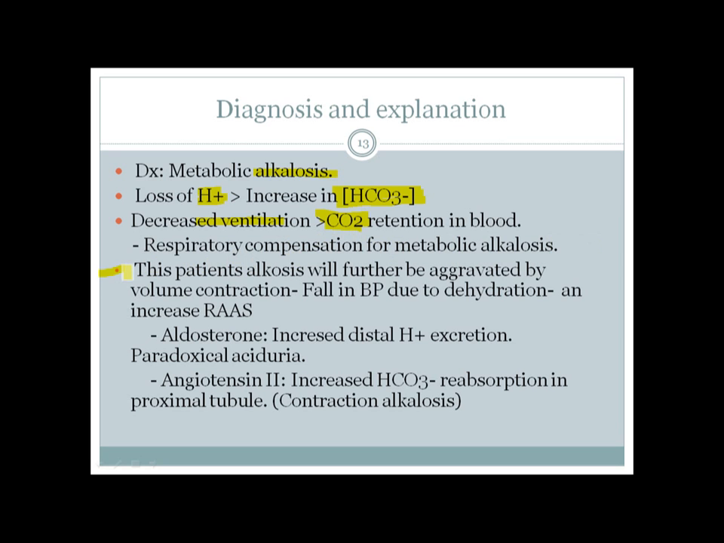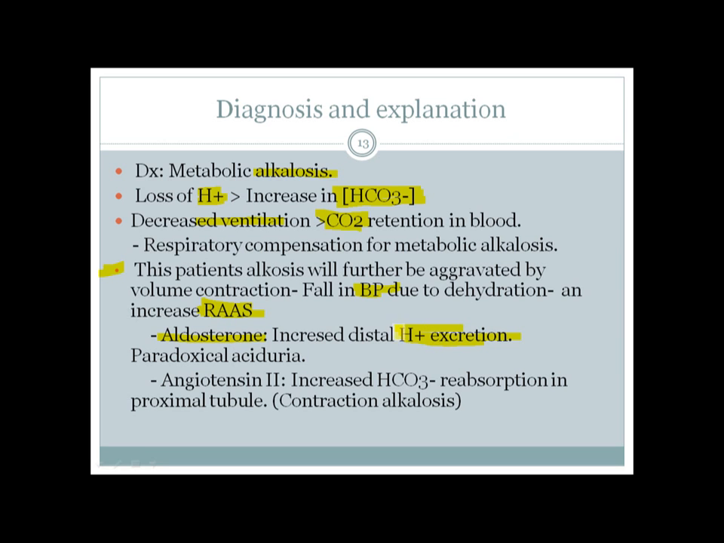And you can also note that this patient has dehydration, because as he vomited, he lost a lot of fluid. This dehydration actually contributes to further alkalosis. As the patient is dehydrated, he will have decreased blood pressure, and decreased blood pressure will lead to a decrease in renal blood flow. The decrease in renal blood flow will activate the renin-angiotensin aldosterone system. If you have an activated renin-angiotensin aldosterone system, there will be increased aldosterone. Increased aldosterone has many effects, and one of them is increased hydrogen excretion.